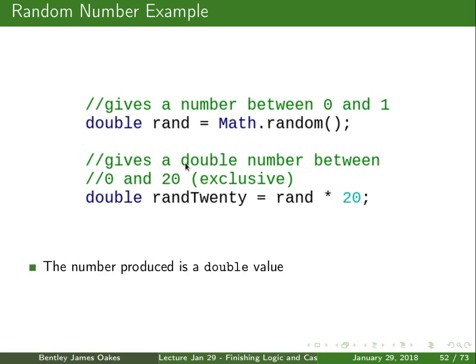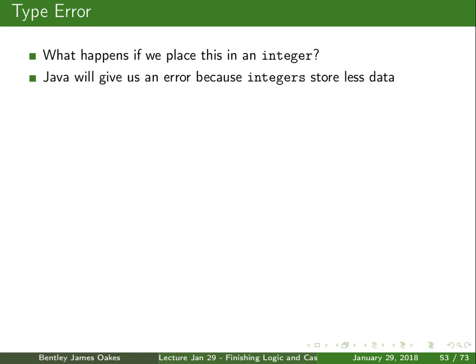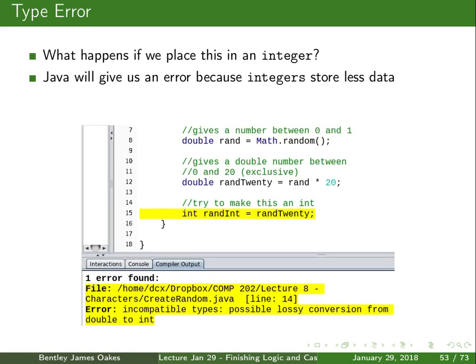So the number we're getting at the end here is a double, and we want to put it in an integer. If you just put it in an integer value, it gives us an error because we saw that integers store less data, they don't store the decimal point. So here's the same code. Double rand20 is random times 20, so that's a double. If I take this double and I try to store it in an integer, Java will complain and will say you can't store a double in an int. You're losing data in your conversion.